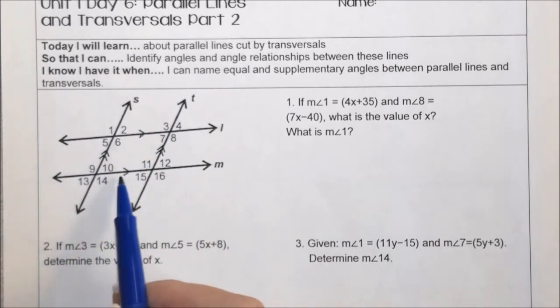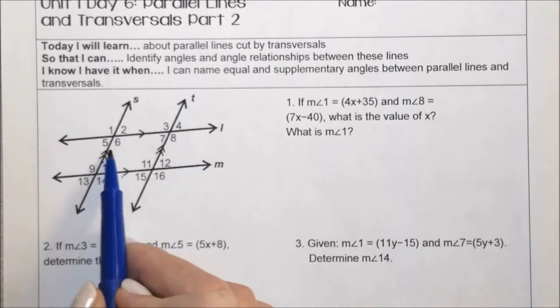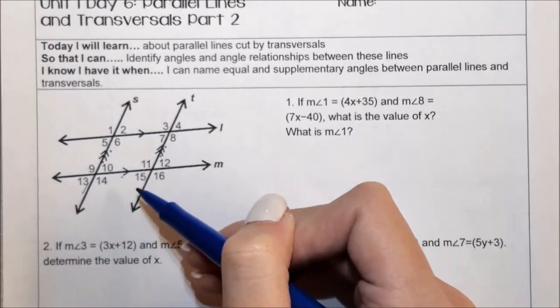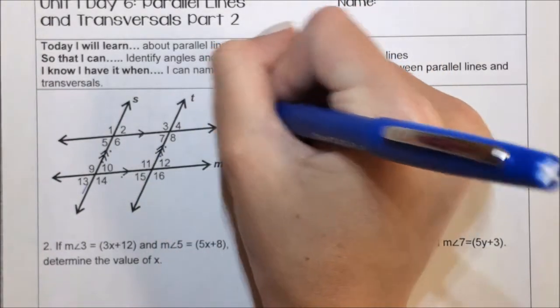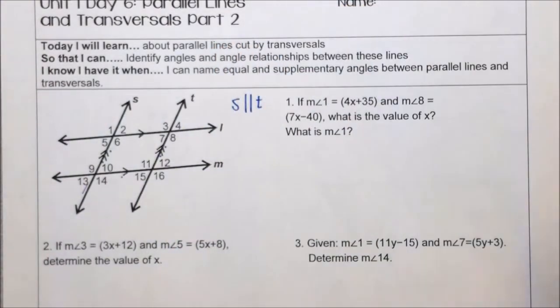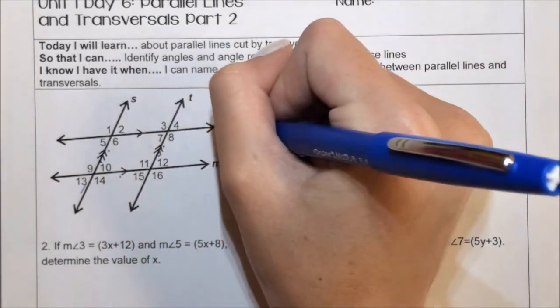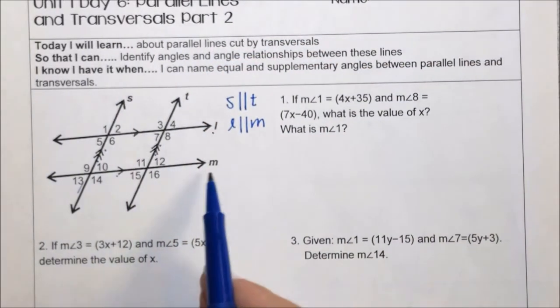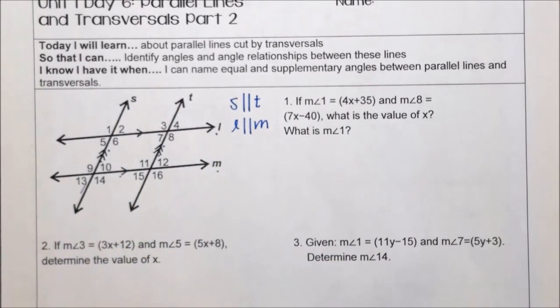You can tell by these little arrows that these two lines are parallel, and then by the double arrows that these lines are parallel. So we can say that S is parallel to T, and L is parallel to M. Those are just the names of our lines here.